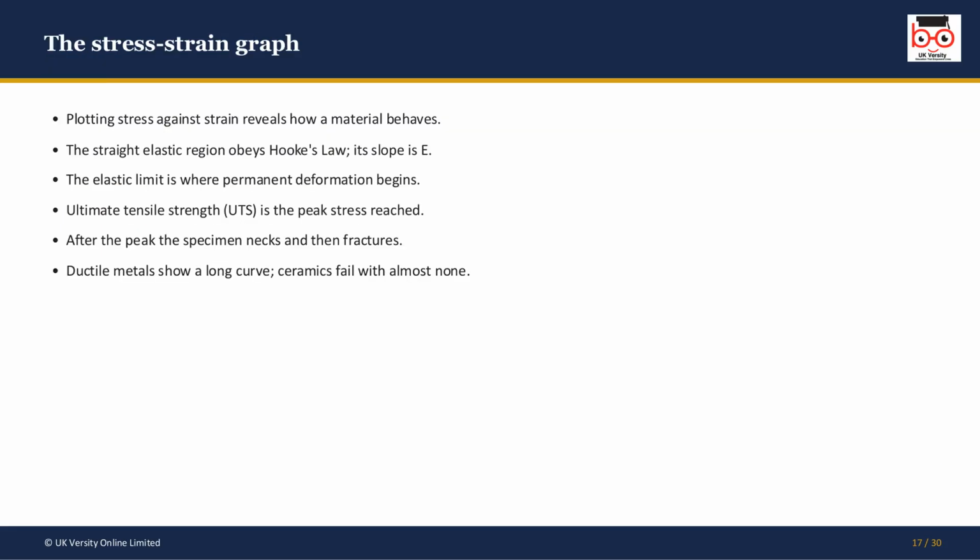Let's read a stress-strain graph because it tells the whole story of a material. The first part is a straight, elastic region that obeys Hooke's law, and its slope is the modulus E. The elastic limit is the point where permanent deformation sets in. Keep loading and you reach the ultimate tensile strength, the highest stress the material sustains. Past that peak, the specimen necks, thins locally, and then fractures. A ductile metal shows a long, drawn-out curve, whereas a ceramic snaps with almost no warning at all.